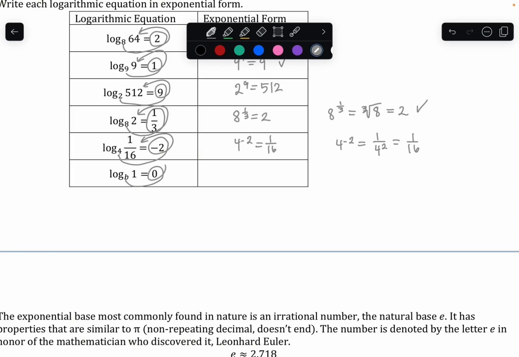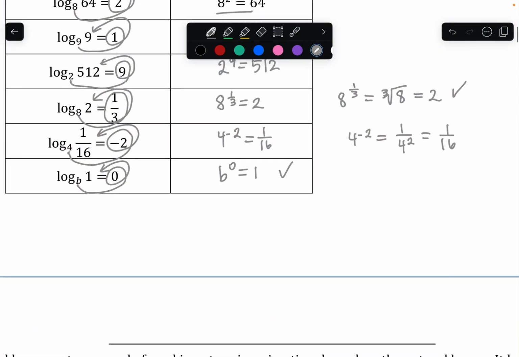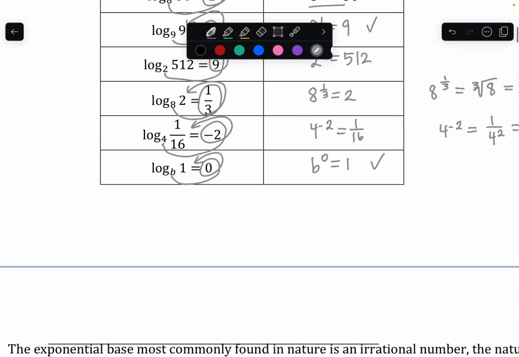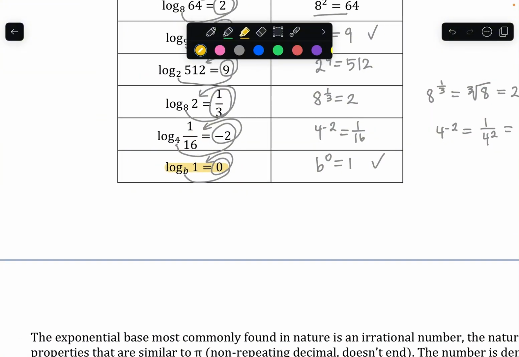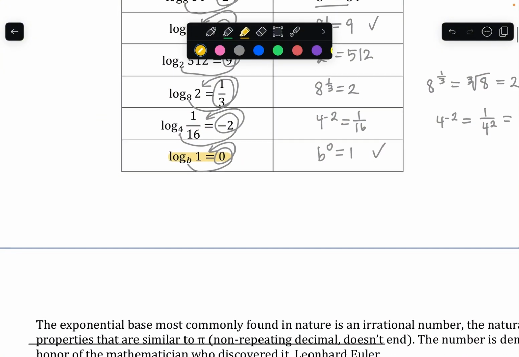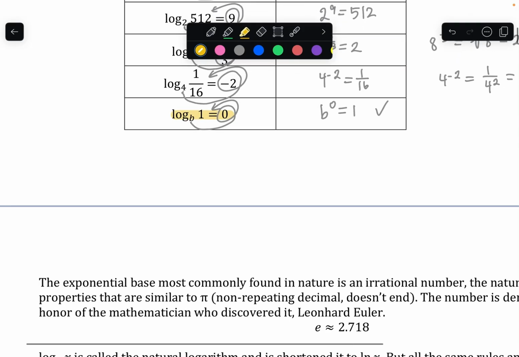B to the 0 power equals 1, which is also true because anything raised to the 0 power is 1. That's a property of exponents. And so this rule right here, log of 1 equals 0, will be a property that we talk about for logs. Anytime you put 1 as your input, 0 will be your output.